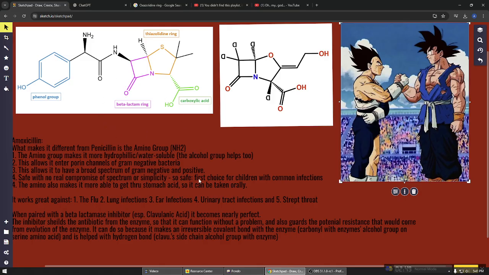But this is the first choice for children with common infections. So, like the flu, lung infections, ear infections, urinary tract infections, and strep throat, right? This takes care of a lot, even some E. coli. But also this amino group makes it more able to get through stomach acid, so it can be taken orally. So you can see what I'm saying here. It takes care of many things. It takes care of a broad spectrum. It's safe, and it can be taken orally. So for children, this is great.